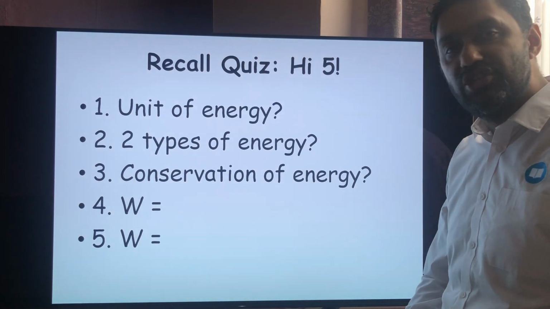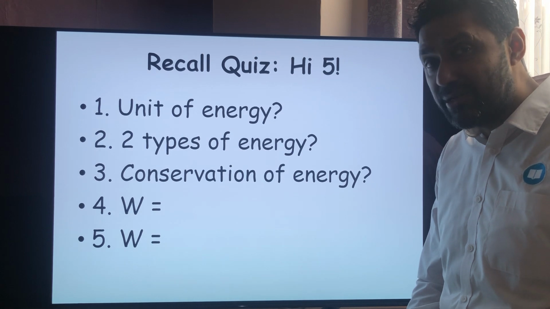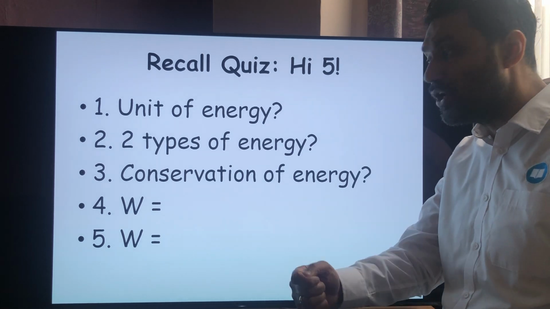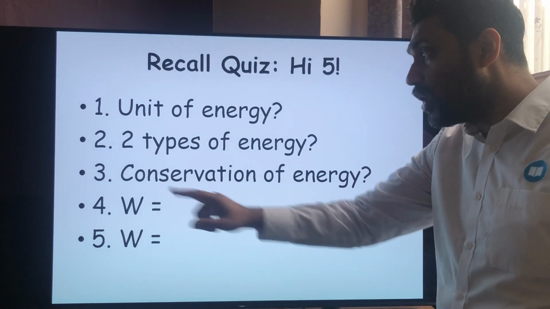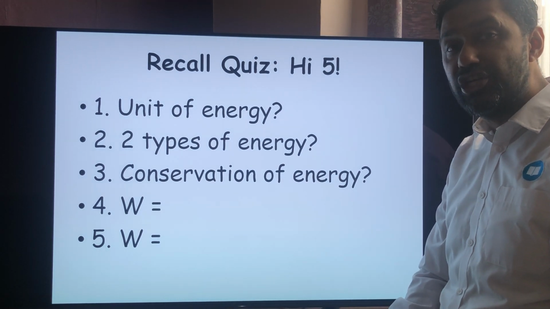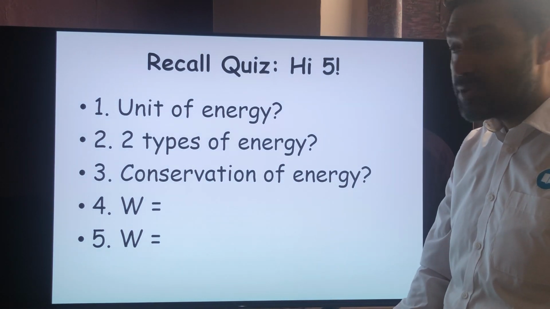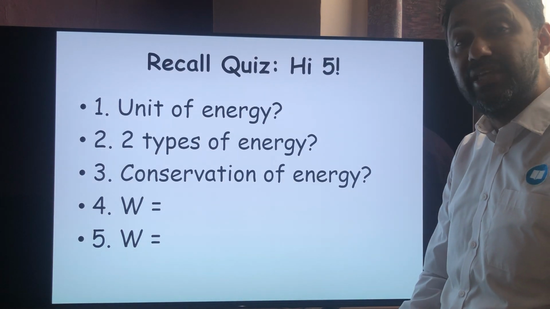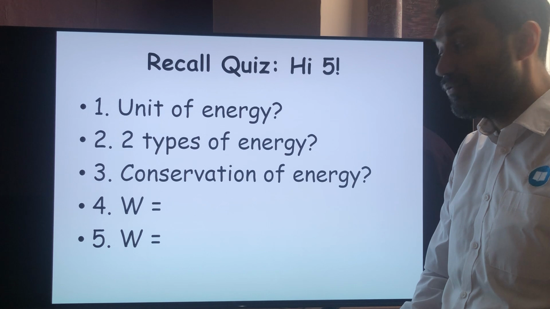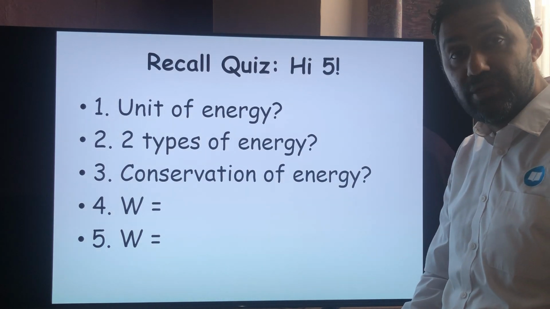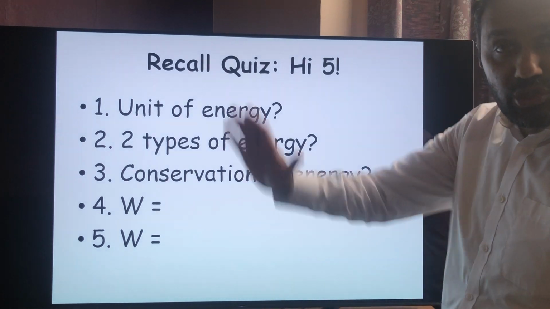The law of the conservation of energy: energy cannot be created, nor can it be destroyed. It can just transfer from one form to another. Work done equals energy transferred. Energy transferred equals work done. And the last one, the formula: work done equals force times distance moved. Force times distance moved. Right, if you got all 5 right, fantastic. You get a virtual high five from me.